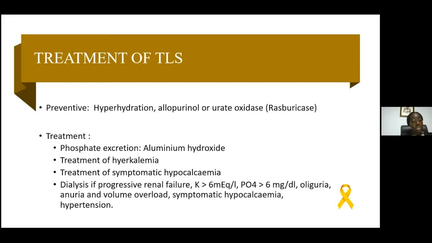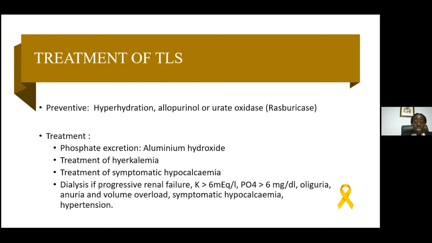So for the treatment, you manage the elevated ions. For phosphate, you want to give aluminum hydroxide to aid excretion of phosphate from the body. For hyperkalemia, initially you want to give calcium carbonate to stabilize the heart, then nebulize with salbutamol, which will drive this elevated potassium in the blood into the cells. So you do a back-to-back nebulization every 30 minutes for 2 hours. Then you repeat the electrolytes.